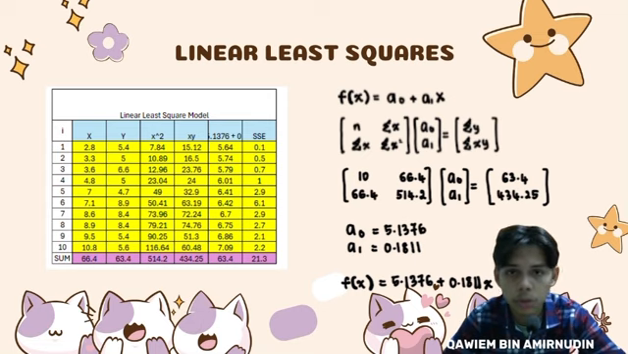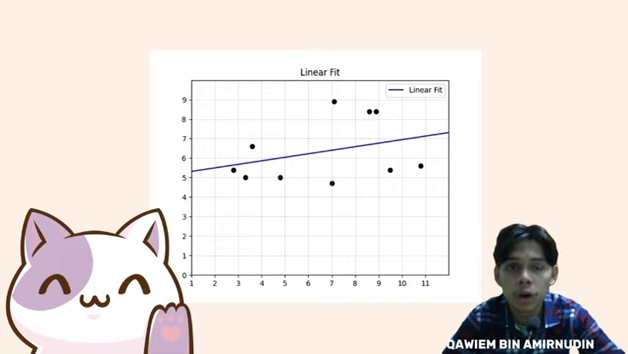a0 is equal to 5.1376 and a1 is equal to 0.1811. Therefore, the equation of the best fitting line is f(x) = 5.1376 + 0.1811x. This means that for every additional hour of screen time, the predicted sleep duration increases by approximately 0.18 hours according to this model. We then plotted this linear equation over the scatter plot to visualize the fit.